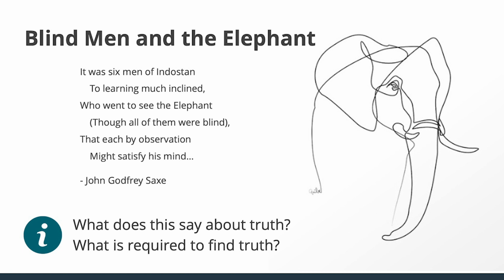In this analogy, it goes on, and each of the blind men describes a different part of the elephant with conviction. They're like, this is what the elephant is. Not all of them recognize that altogether they had a full perspective of what the elephant was, or how you would describe it. So what does this say about truth and what is required to find truth? Some things we might glean are that it takes research, effort, and collaboration with others to find information and to know if it's true.